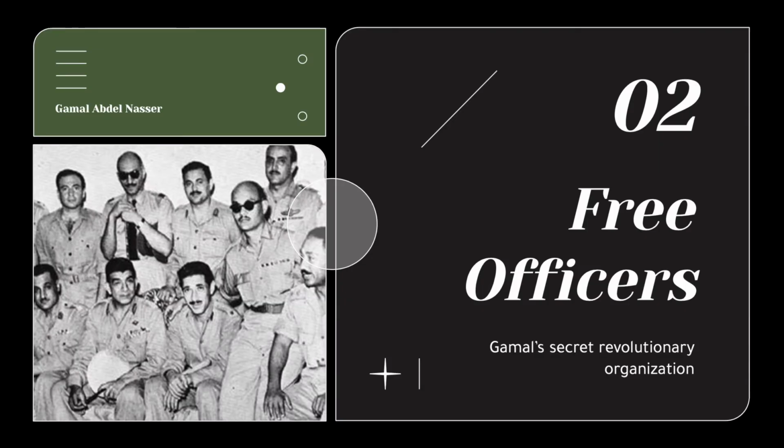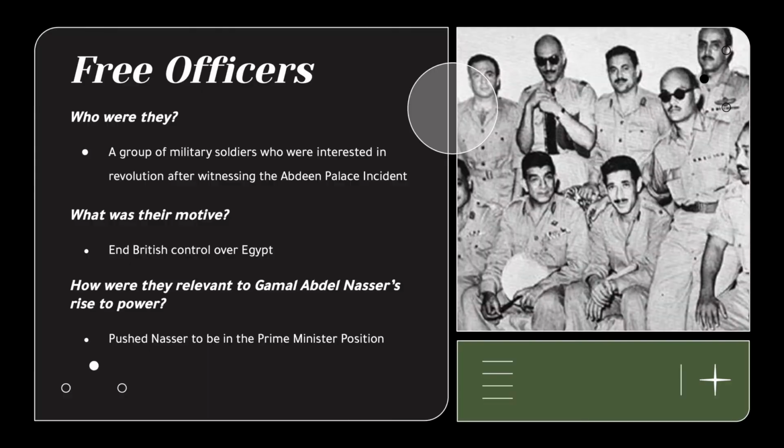Moving on. Okay, so our first artifact. Here we have a picture of Nasser and his friends. He met these friends in the military academy, and they all came together to form the Free Officers Organization. They were basically a group of military soldiers who were interested in revolution after witnessing the Abdeen Palace incident. Their motive was to end British control over Egypt.